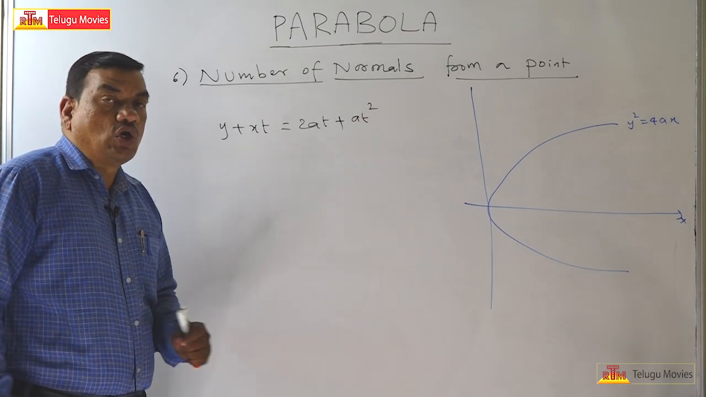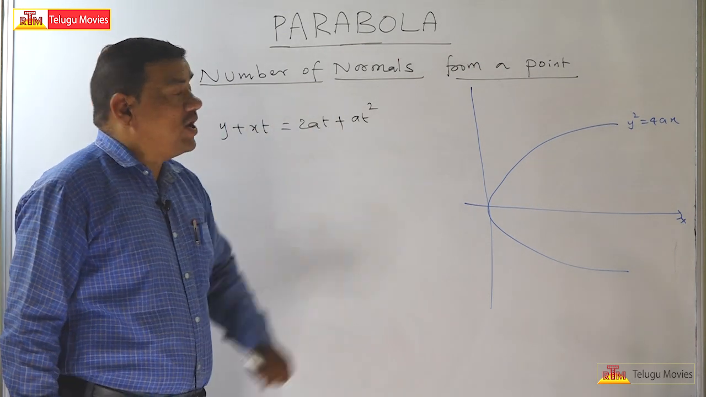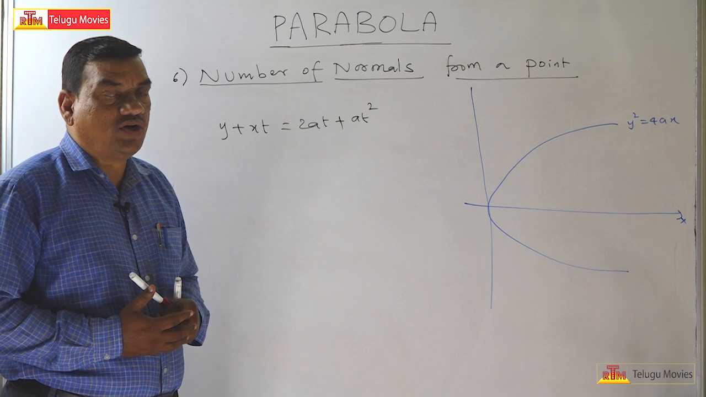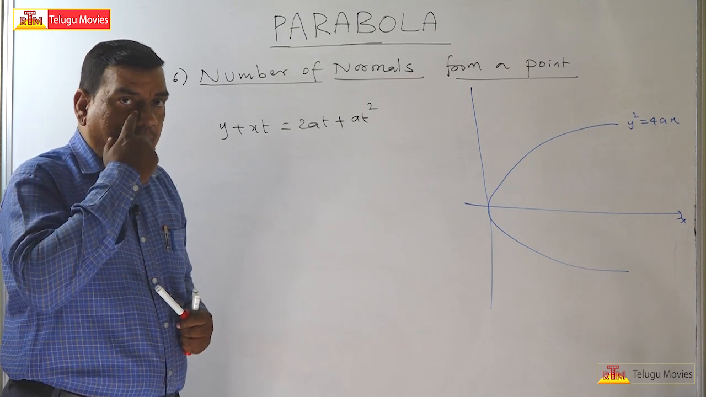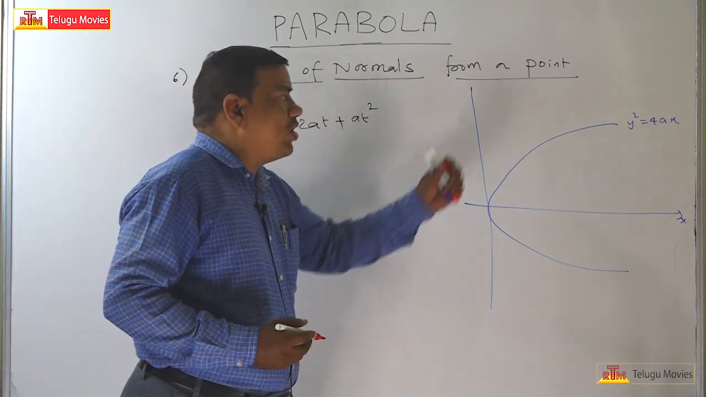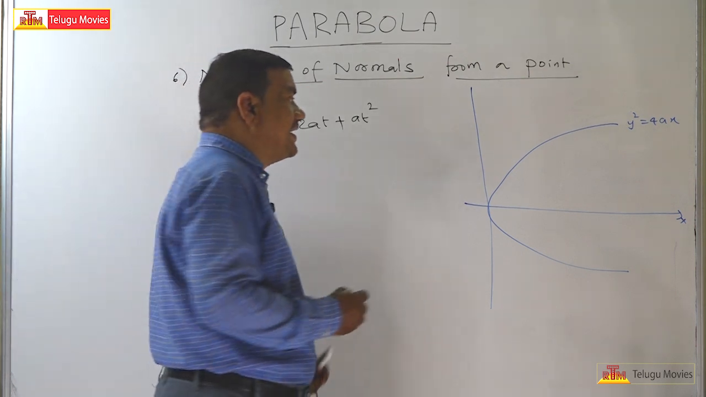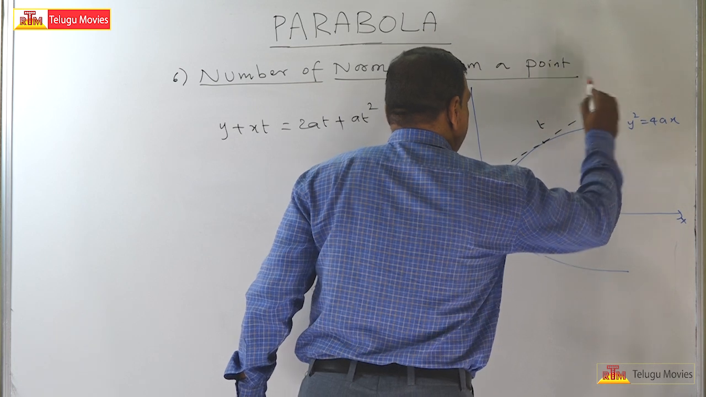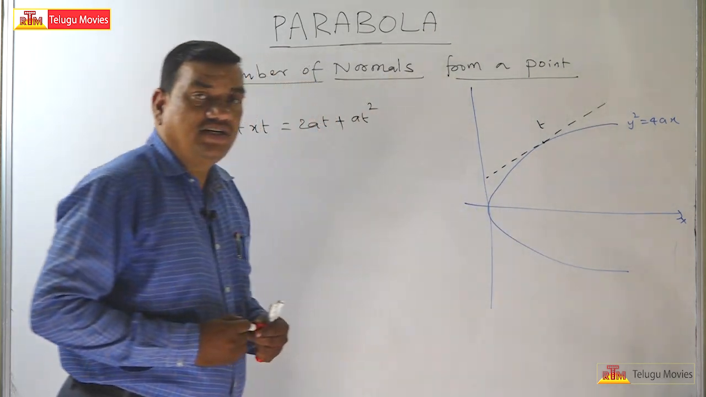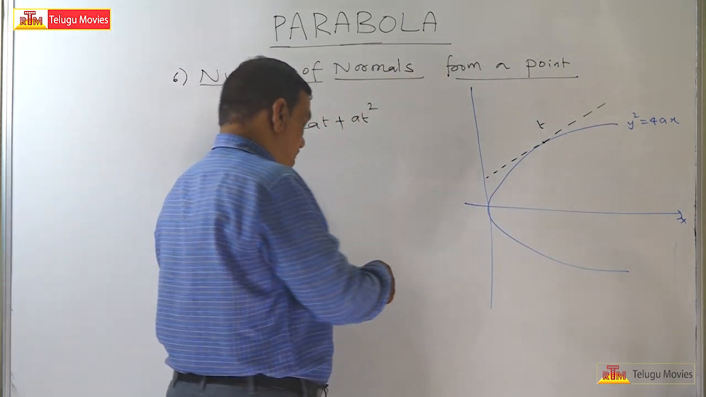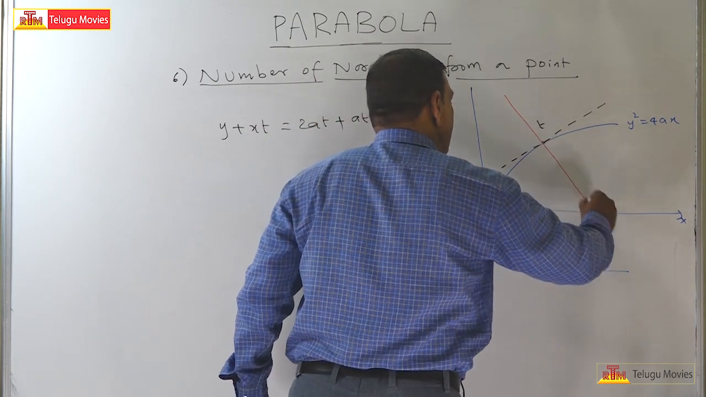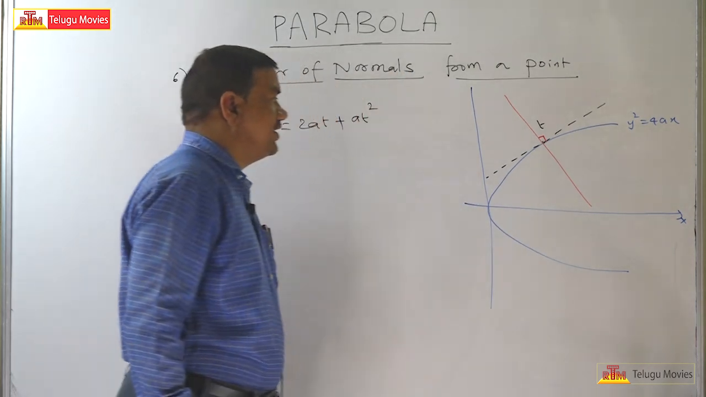Welcome back to this concept. The concept is number of normals from a point. How many normals can we draw to a parabola? Let us take the parabola y square is equal to 4ax. At the point t, let there be a tangent. At the point t, let there be a normal. This is the normal at t.